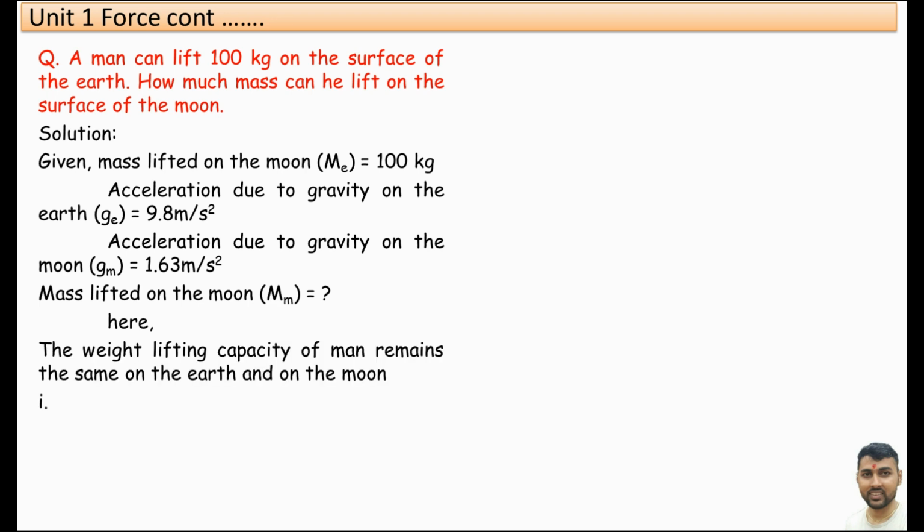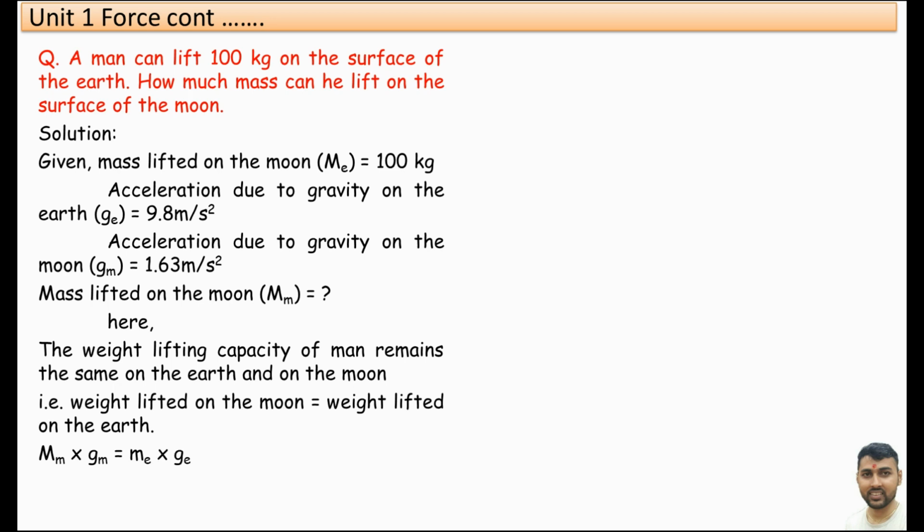Then mass lifted on the moon, Mm, is equal to what? Here the weight lifting capacity of a man remains the same on the surface of the earth and the surface of the moon. That's why weight lifted on the moon is equal to weight lifted on the earth. What is the formula of weight? mg. So Mm into gm is equal to Me into ge, where m means moon, e means earth, and Mm is mass on the moon, gm is acceleration due to gravity of the moon.